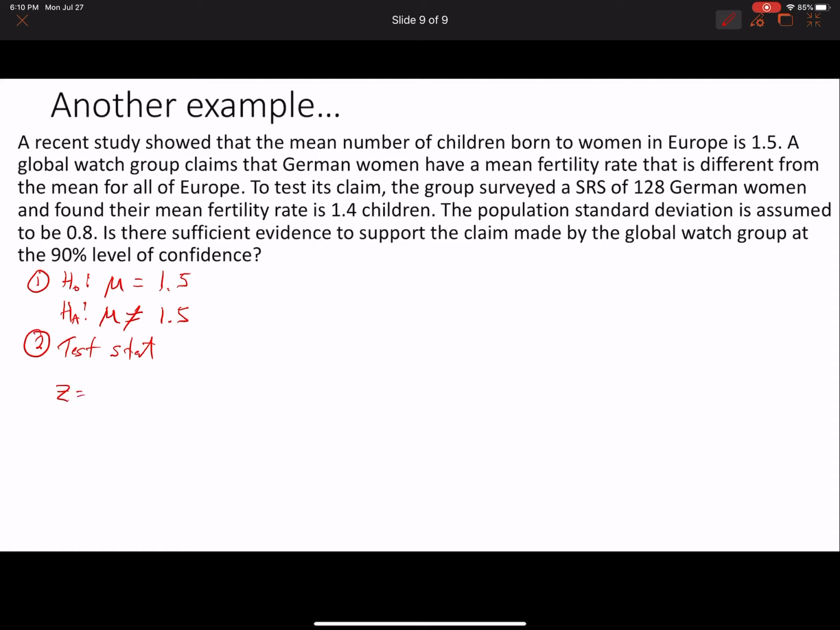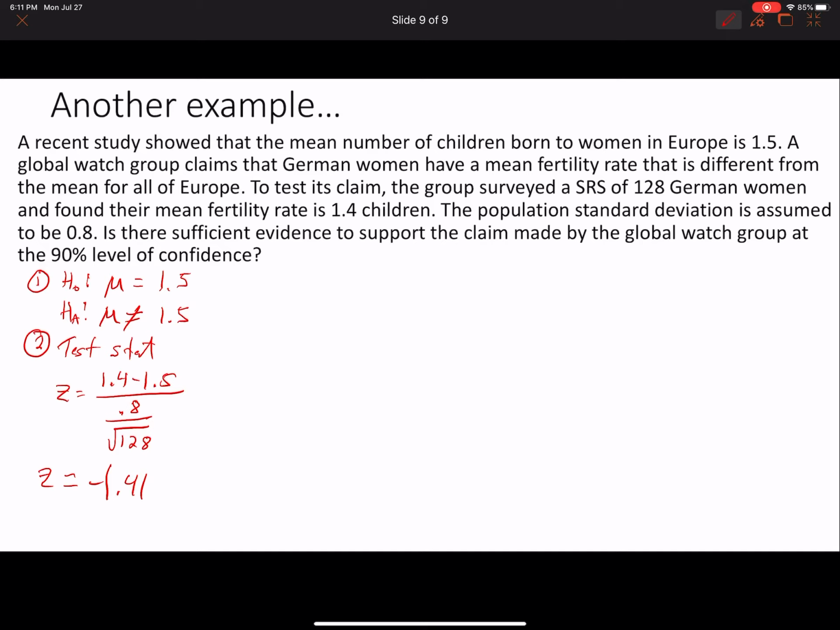So it's the same exact formula that we had before. If you need to reference that on the other slide, you can rewind the video. Our sample mean here is 1.4 minus the parameter of 1.5. The standard deviation we had was 0.8 divided by the square root of 128, which is the sample size. And so this gives us negative 1.41. So once again, that is our test statistic.